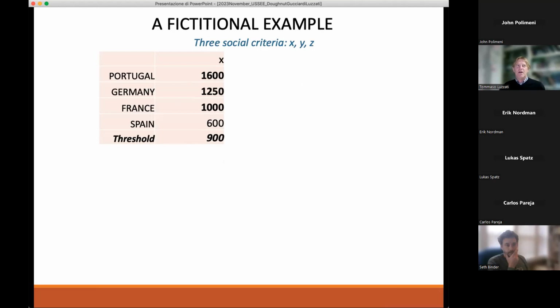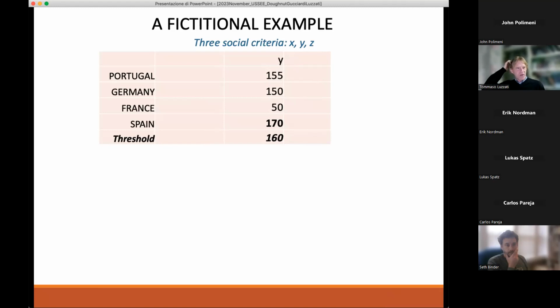Then we can consider another variable, Y. And the threshold which is considered is 160. So suppose just a hypothetical example. And then again, you will see that only Spain in this case is above the threshold, while the other 2 countries are below. So they don't meet the social floor. And again, you can have this other one where the threshold is 6. We have 2 countries meeting the threshold, and the other 2 not.